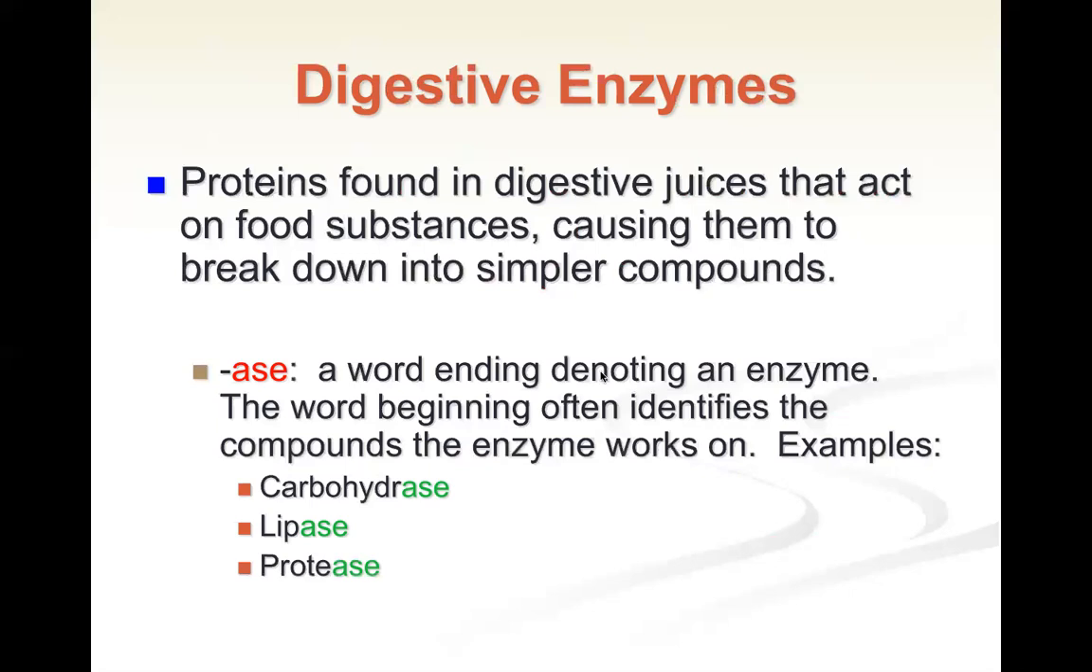I mentioned amylase. You might have noticed that at the end of amylase was the ASE. Anytime you see a word with an ending ASE on it, that ASE indicates that that word is an enzyme. And what enzymes do is they help break down large components such as proteins or carbohydrates or lipids into smaller components, smaller little building blocks, so that we can digest them further and absorb them further.